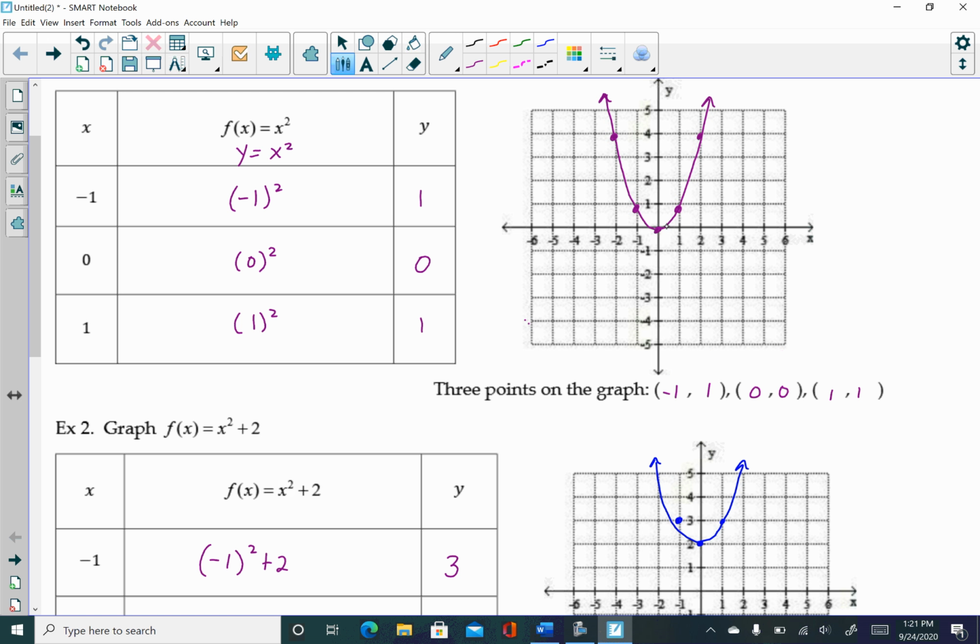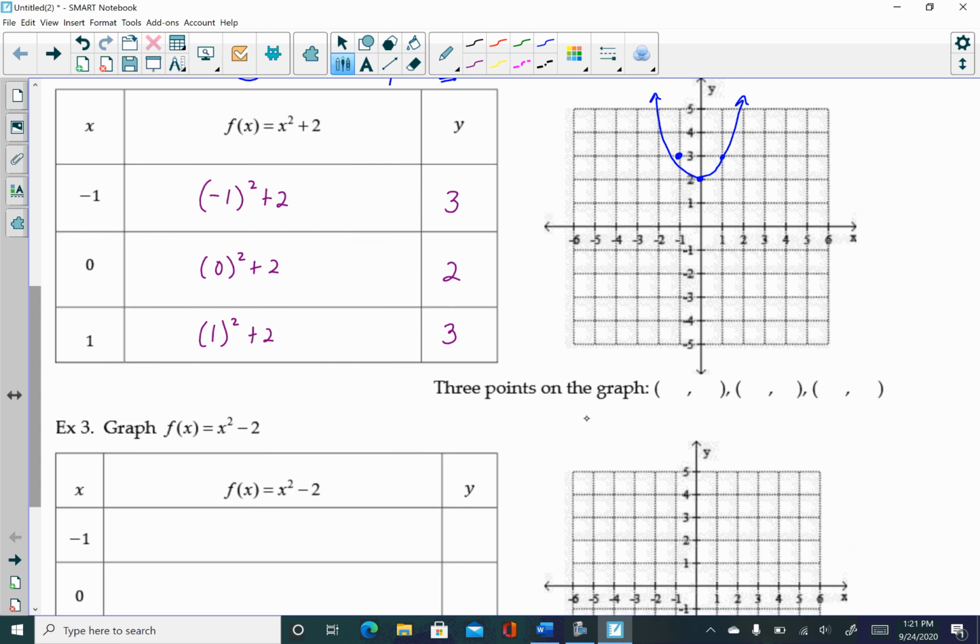It takes our graph, notice where your original vertex was at 0, 0. Now my new vertex is at 0, 2. So it shifted me up 2 units. So this plus 2 here shifted your parent function, y equals x squared, up 2 units. That's what this plus 2 out here did to us, okay?